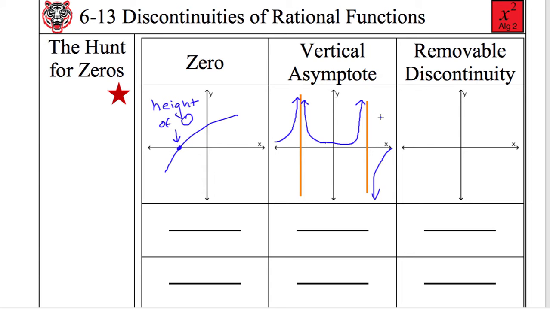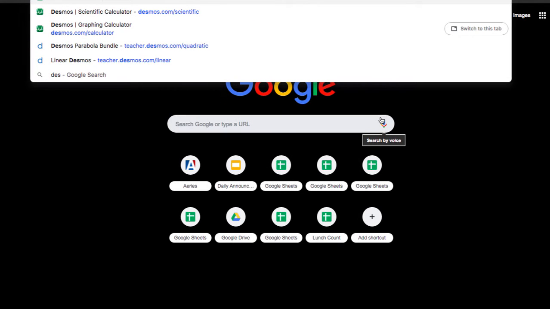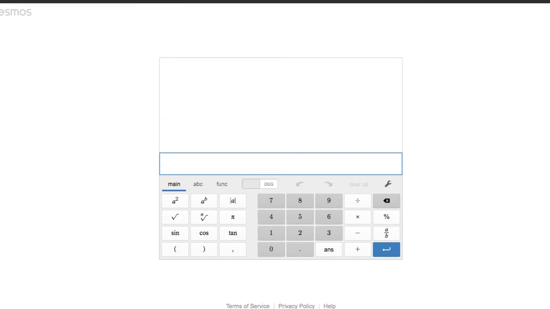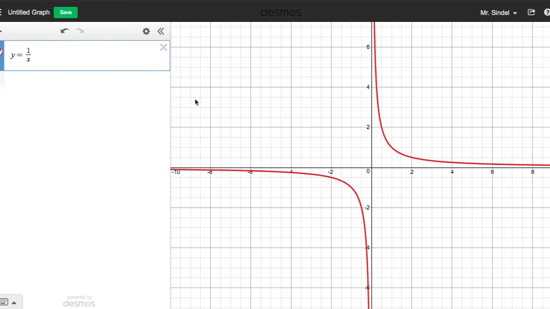If you just graph the basic function 1 over x, let's go ahead and see what that looks like. Desmos.com, not scientific, I want calculator. If I were to just go to my calculator and graph y equals 1 divided by x, that has a vertical asymptote where it does switch sides. We have seen these functions before.